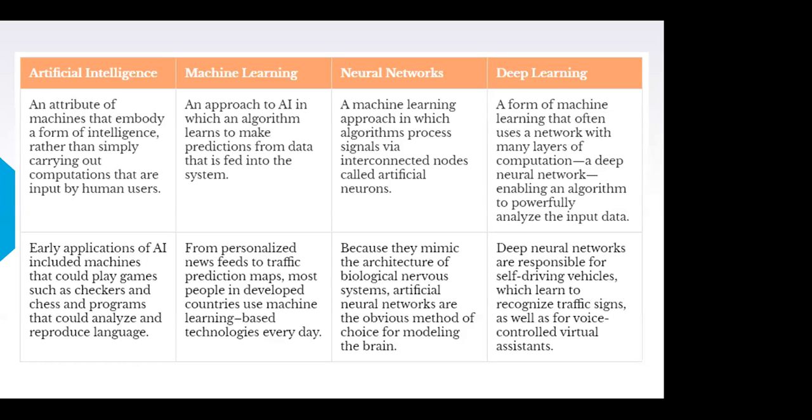All right, so this shows a difference between artificial intelligence, machine learning, neural networks, and deep learning. Artificial intelligence is an attribute of machines that embody a form of intelligence rather than carrying out computations. Machine learning uses a lot of data and then makes predictions. Neural networks use algorithms and process via signals and interconnected nodes. So we'll discuss what nodes, weights, and biases are. And deep learning is a form of machine learning that uses a network of many layers. So deep learning uses neural networks and processes information through that.